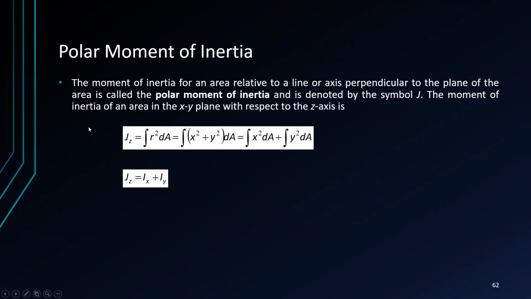Polar moment of inertia. The moment of inertia of an area relative to a line or axis perpendicular to the plane of the area is called the polar moment of inertia and is denoted by J. The polar moment of inertia of an area in the xy plane with respect to the z-axis is J_z equal to the integral of r squared dA, which is the integral of x squared plus y squared dA. That is equal to the integral of x squared dA plus the integral of y squared dA, which is the sum of I_x plus I_y.